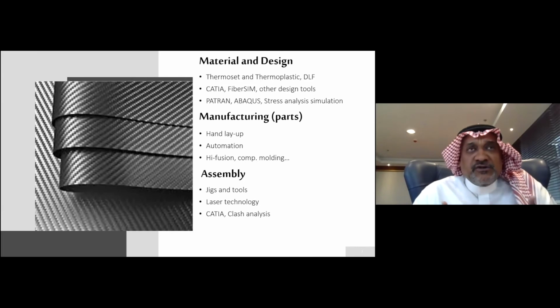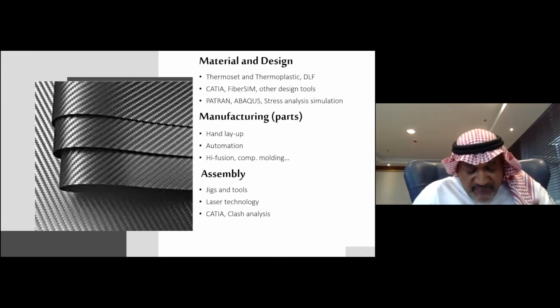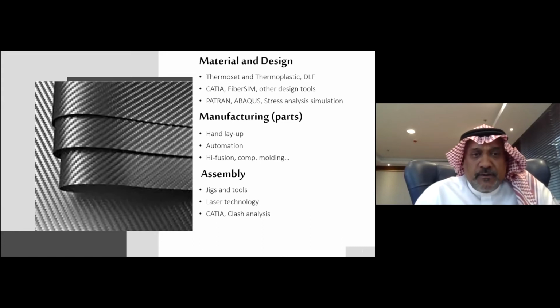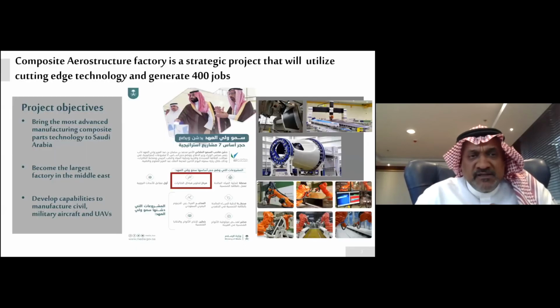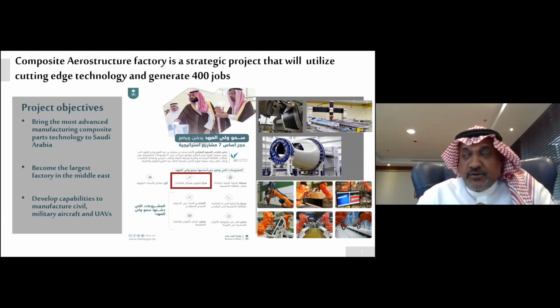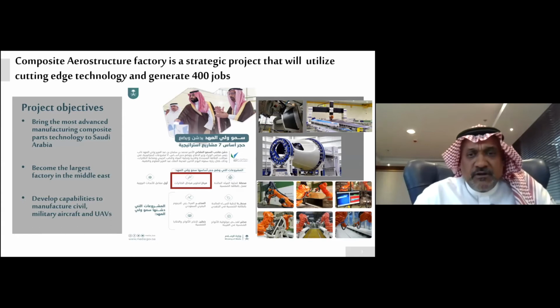Now, having said all that, and talking about the materials and the technology that we mentioned in the past, I'm going to go into my next slide about what the kingdom did under Vision 2030 to start utilizing or working with composite parts. The composite strategy and the factory being built in the kingdom is really a cutting edge factory. This factory is over 27,000 square meters.